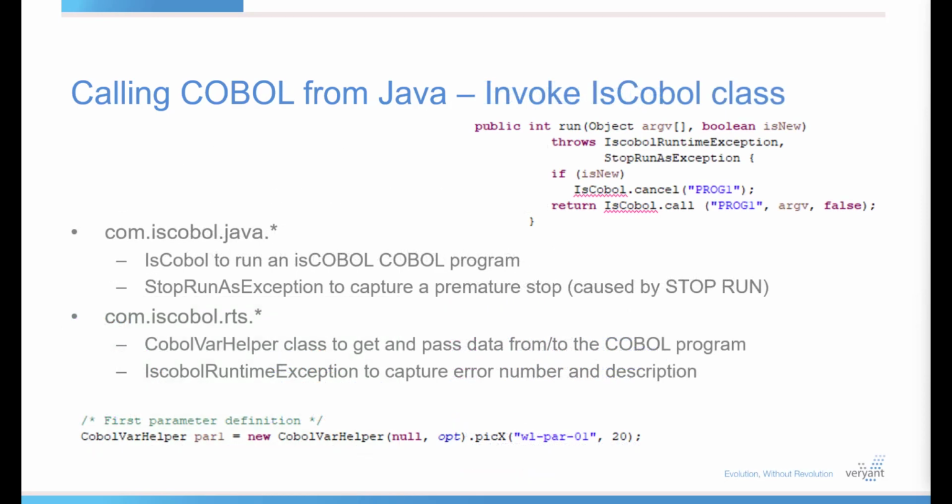Linkage uses the two classes available to the Java programmer to interact with isCOBOL: isCOBOL.Java and isCOBOL.RTS. isCOBOL.Java contains methods to run the COBOL program and to handle the exception caused by a stop run. isCOBOL.RTS has a utility method called COBOL-var-helper that will handle the data conversions needed to pass data to and from the COBOL program, and a method to handle any exceptions that get thrown. There are some screenshots of code on this slide, but we're going to look at it deeper in a demonstration. So let's go do that.